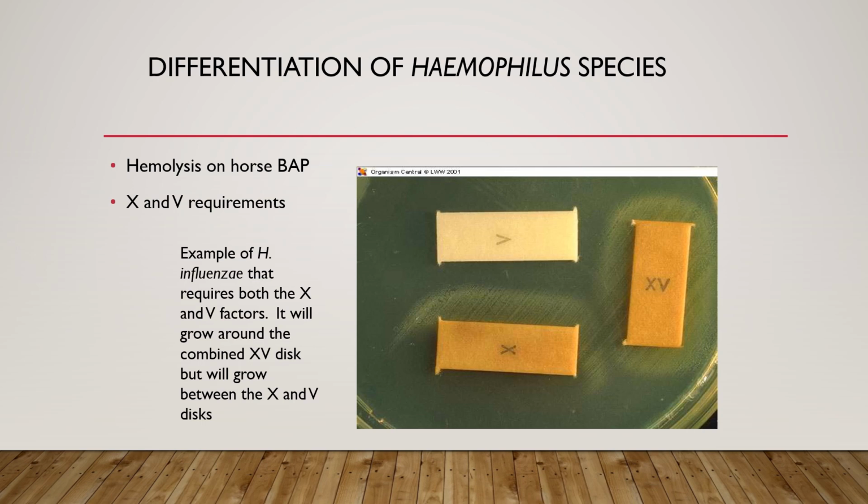So here's an example of Haemophilus influenzae that requires both the X and V factor. It's on a type of media known as brain heart infusion agar, and you can see the dusty growth around the X and V factor is Haemophilus influenzae, and you can also see that Haemophilus influenzae is the dust that's growing between the X and V factors, and that's because it does require both.